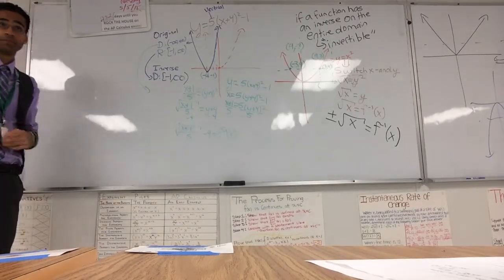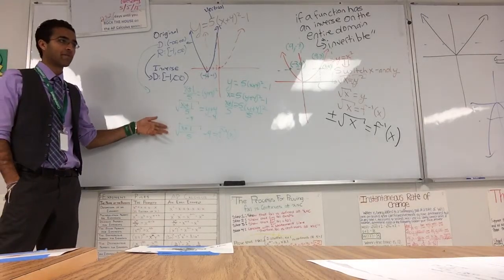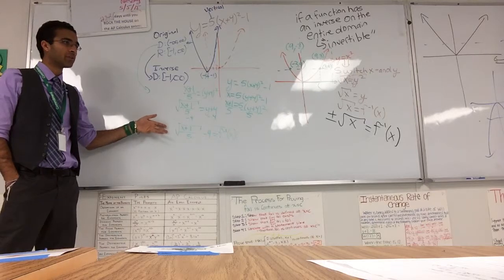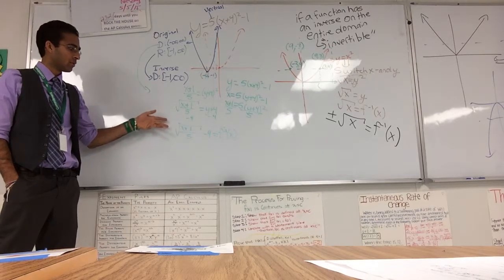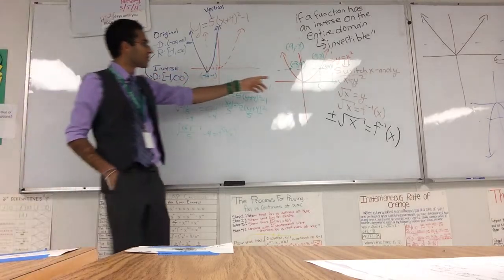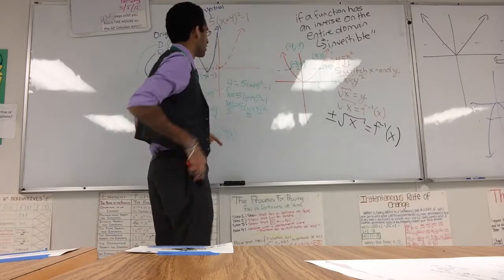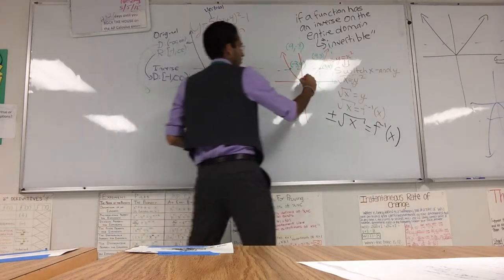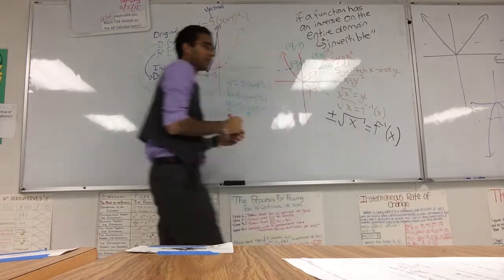Now notice, I did not put the plus or minus. That would have been the big problem. Because if I had put the plus or minus, I would have ended up with what I had drawn here, which was this and this, which would have failed the vertical line test.